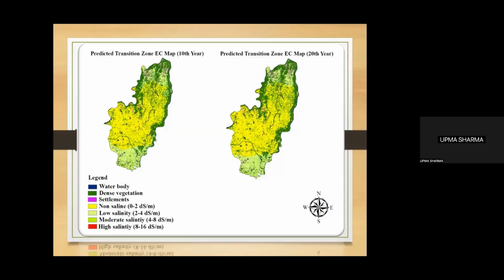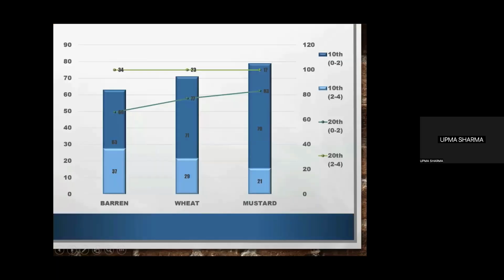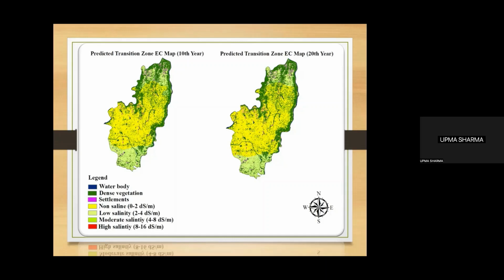Now, it is not possible to measure the transition salinity, but the model predicts the transition salinity. So for the 10th and the 20th year, I have also prepared the maps. You can see here, most of the area is under non-saline in the next 10 years. Some of the area is under the low saline range.